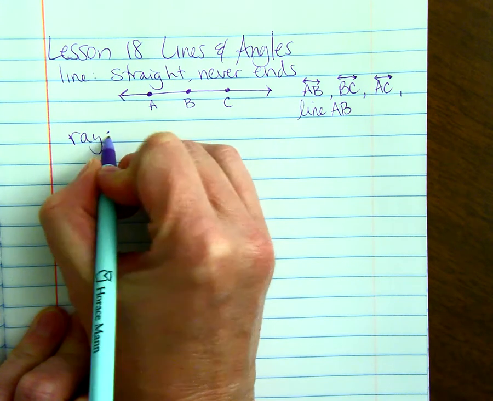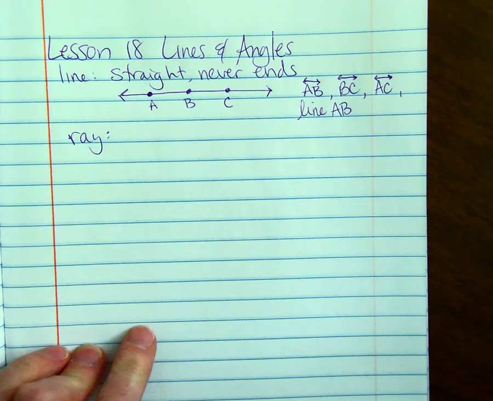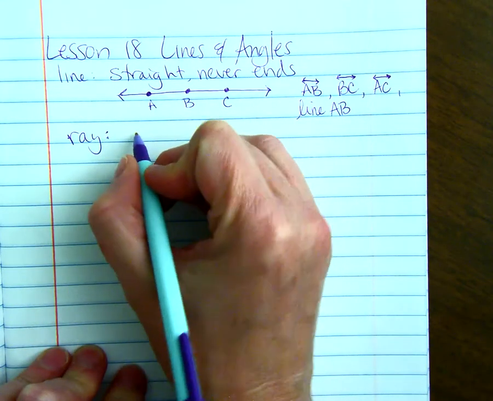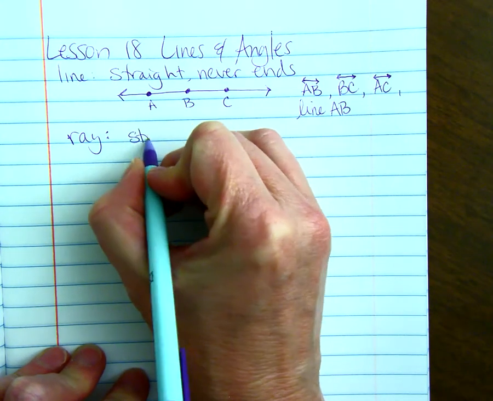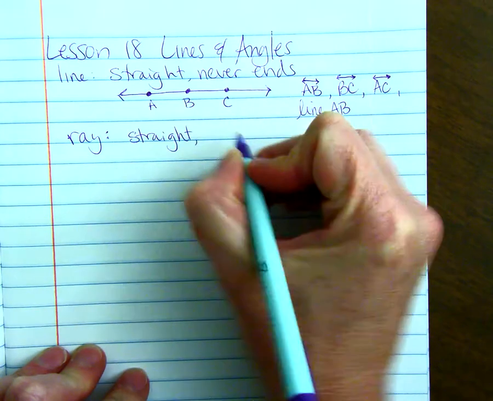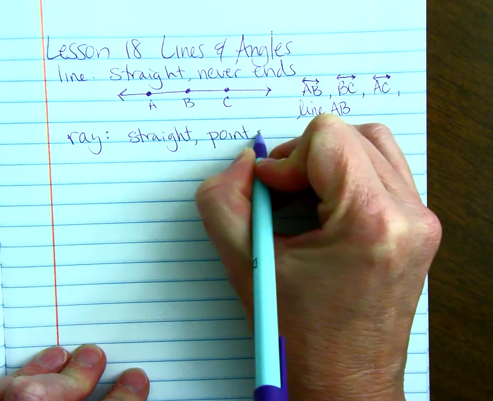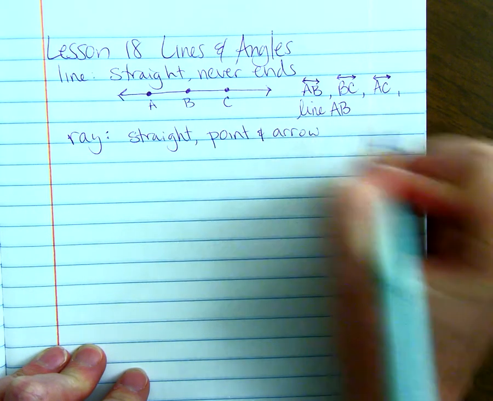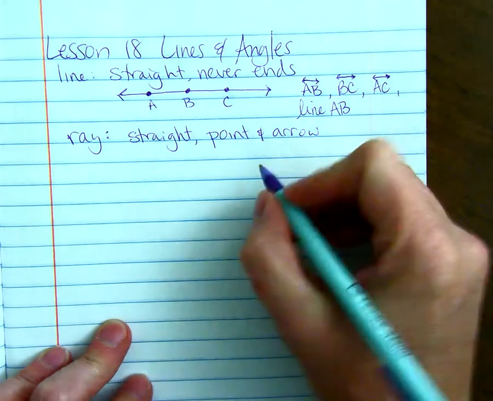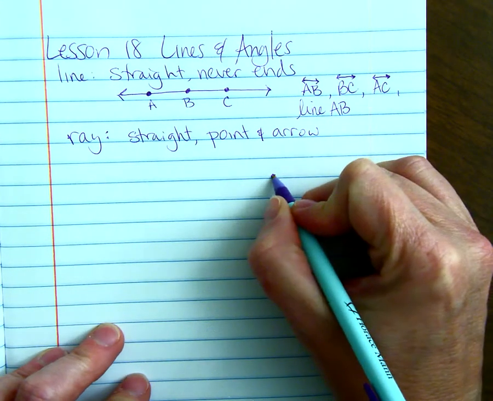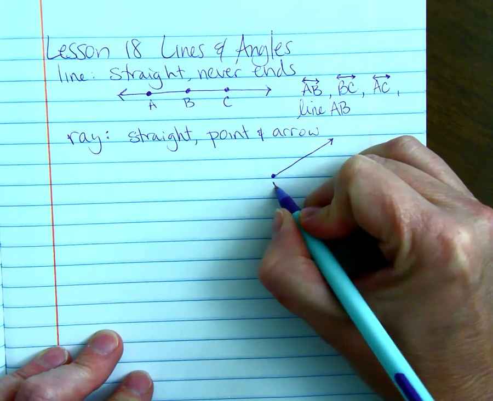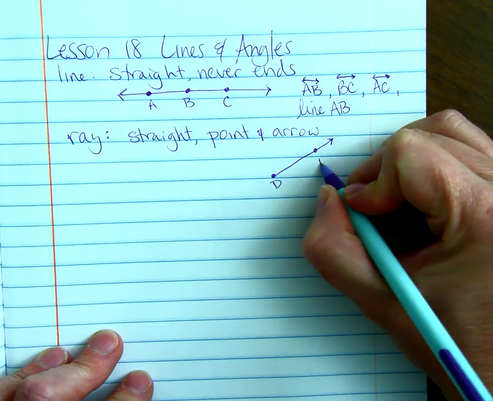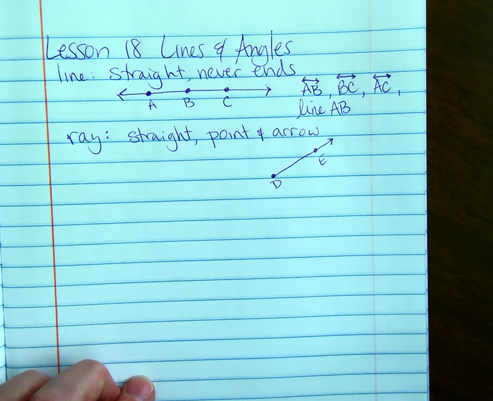A ray is straight. It has a point and an arrow. So one end has a point and one end has an arrow. So it cannot be curvy. Here's an example. Put a point, an arrow on the other side. We'll name the beginning point D, another point on the ray, we'll call it E.